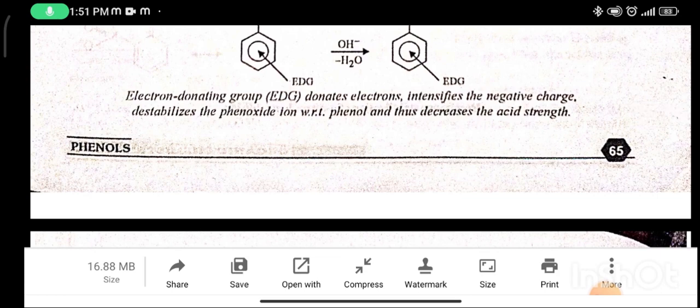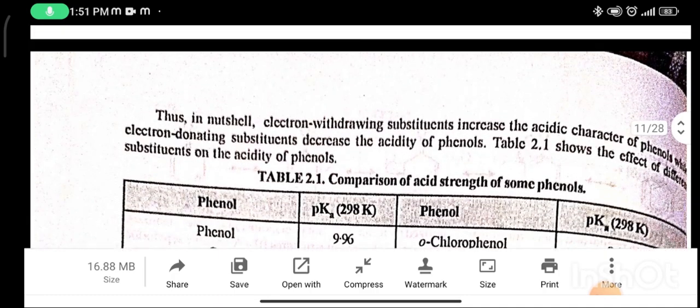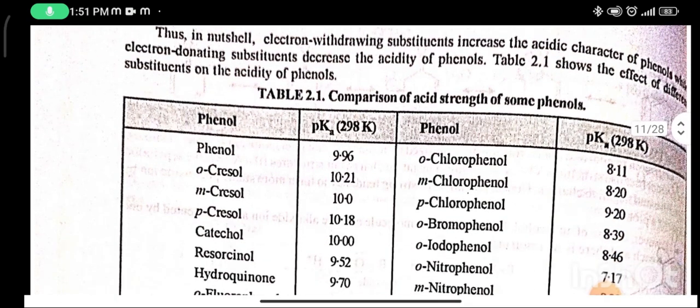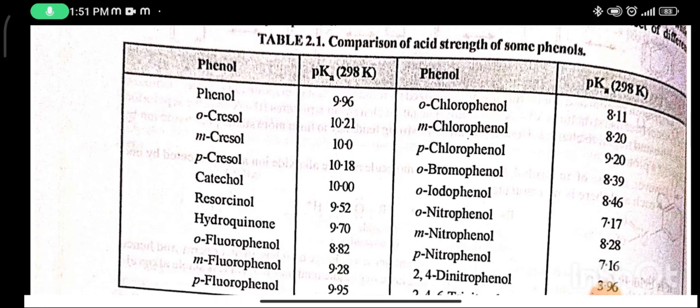The electron donating group donates electrons and intensifies the negative charge, destabilizing the phenoxide ion with respect to phenol, and thus decreases the acidic strength. Thus, in a nutshell, electron withdrawing substituents increase the acidic character of phenol, while electron donating substituents decrease the acidity of phenols. The table shows the effect of different substituents on the acidity of phenols.